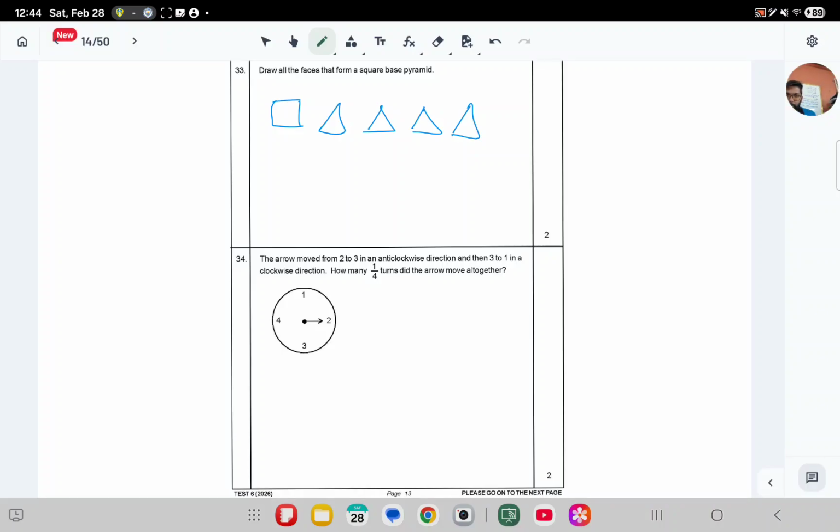Number 34, the arrow moved from 2 to 3 in an anti-clockwise direction, which means it moved opposite to the hands on a clock. Alright, and then 3 to 1 in a clockwise direction. How many quarter turns did the arrow move altogether? So it moved from 2 to 3, so that is 1, 2, 3, and then from 3 it moves back to 1, so it's 1, 2. So that is 5 quarter turns in total.